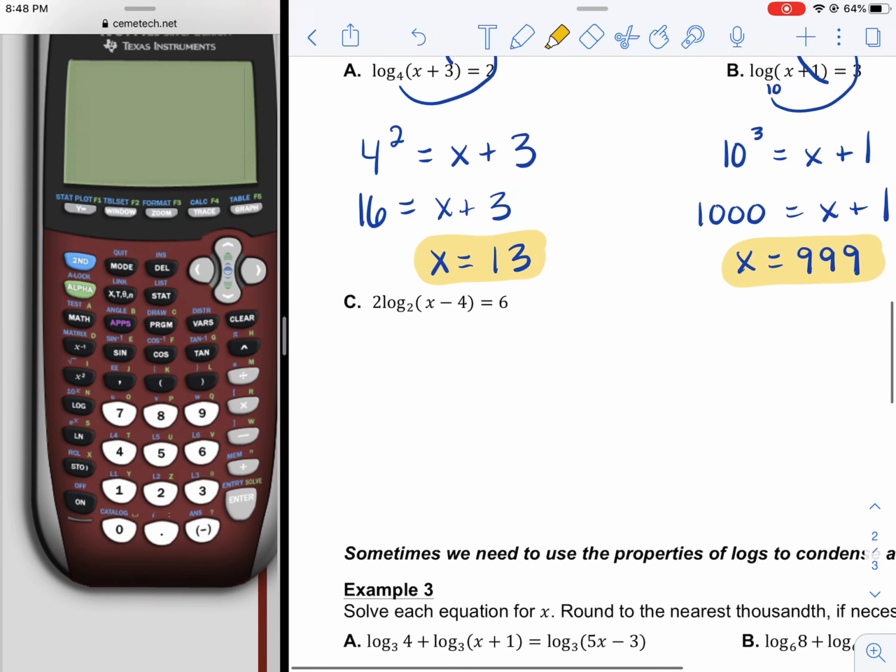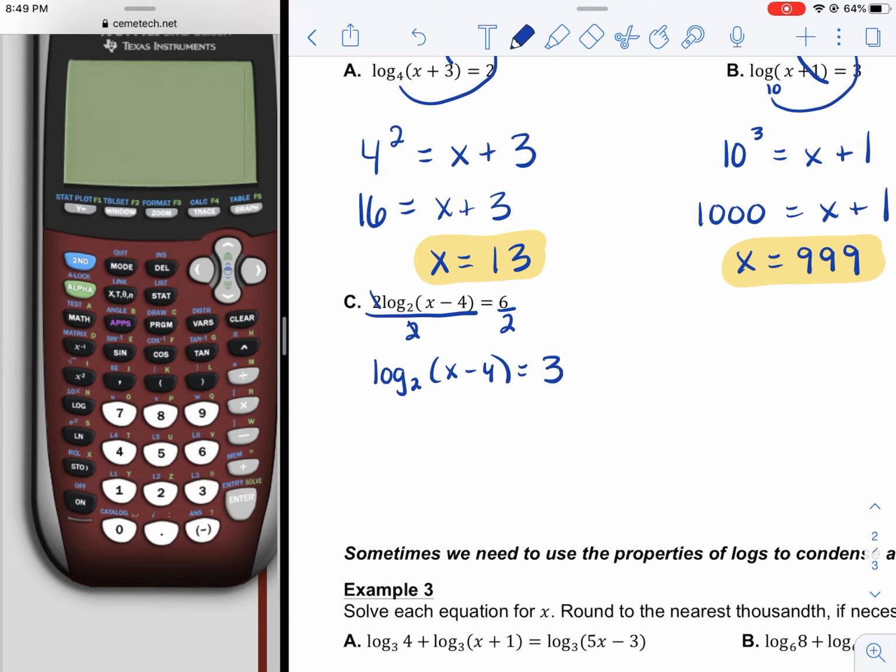Now, in the next problem, notice you have an extra 2 out in front. 2 times log base 2 of x minus 4 equals 6. So before I'm ready to change this to log form, I'm going to divide both sides by 2. And so I get log base 2 of x minus 4 equals 3.